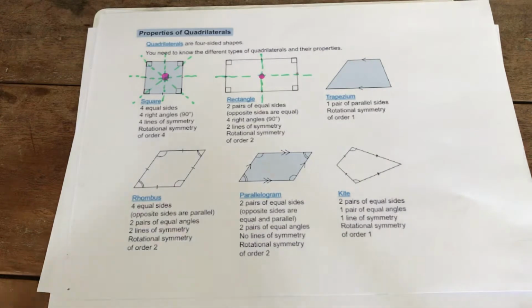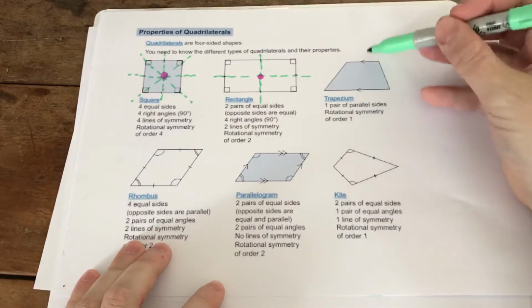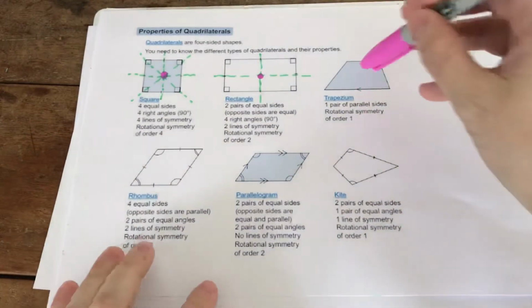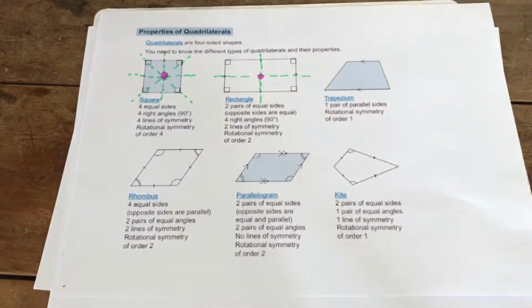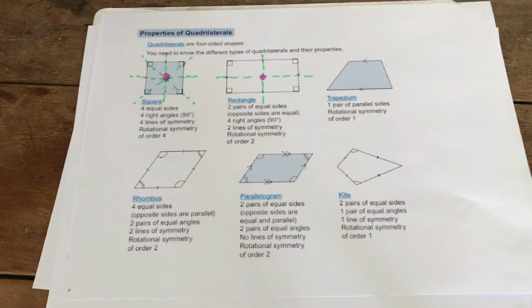A trapezium has 1 pair of parallel sides, the top and the bottom. It's got a rotational symmetry of 1 because as I turn it round, it only fits back into itself when it gets back to the beginning. There are no lines of symmetry in a trapezium, and the angles are not necessarily equal. Your trapezium as well doesn't always have to look like this shape here.